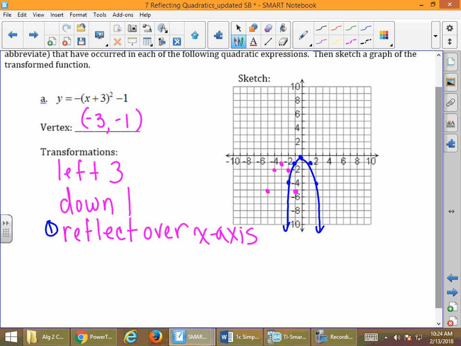And really this pinkish purple color graph is the picture of our reflected left 3 down 1 graph. That's really the one that we want. So if you only want to have one on your screen, just draw that pinkish purplish colored graph. If you've got a graphing calculator, it's helpful. You can type it in and get your points rather easily, I hope.